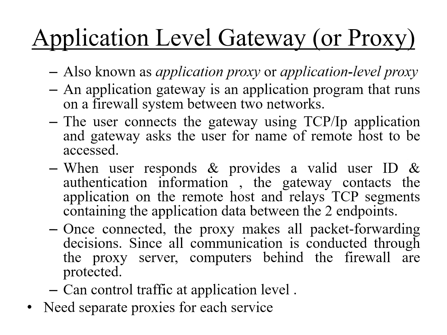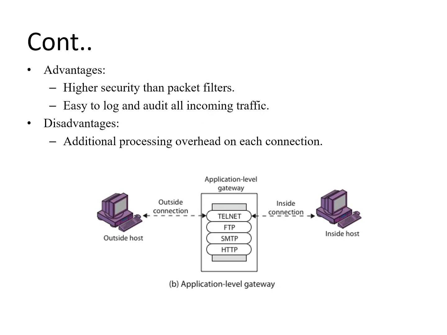Traffic control. The gateway can also check and control the traffic at the application level, making sure only the right data passes through. In short, we can say an application gateway acts as a protective middleman, ensuring secure communication between users and remote applications. There are some advantages and disadvantages. Advantages: higher security than packet filters, and it is easy to log and audit all incoming traffic. Disadvantage: additional processing overhead on each connection.